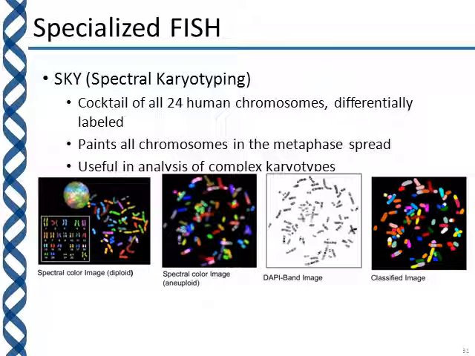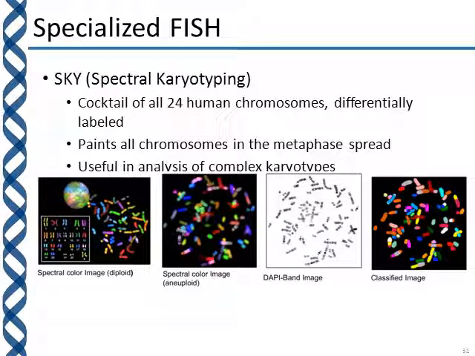Then there are specialized forms of FISH. In this case, we discuss spectral karyotyping, or SKY, using a cocktail of all 24 human chromosomes differently labeled. This paints all chromosomes in the metaphase spread. This is useful in the analysis of complex karyotypes.